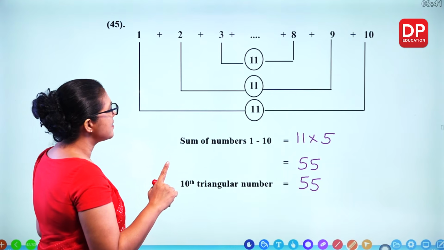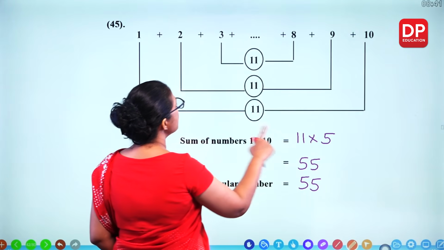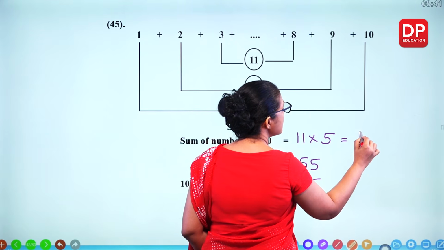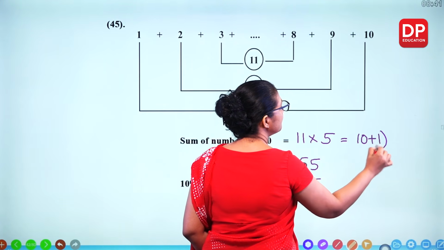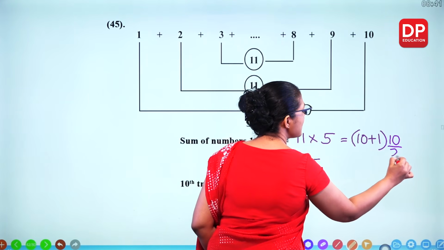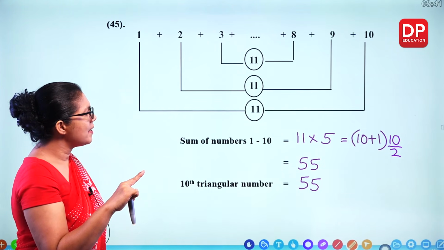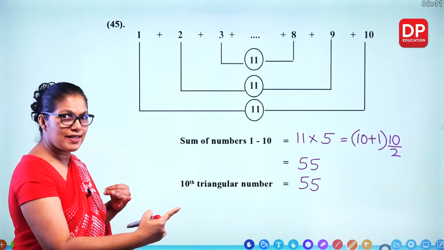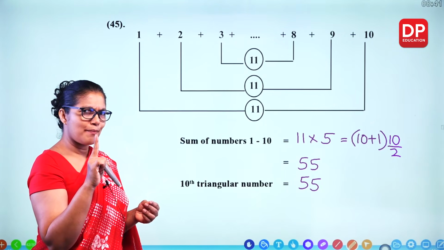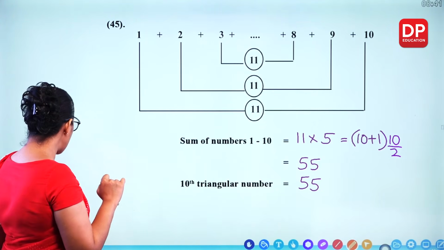Can we rewrite this in another way? Think about that. 11 is there. 11, I can write 10 plus 1. And 5 I can write 10 divided by 2. What's that? Think about it. 10th triangular number, 10 and 11, divide by 2. What about the 6th triangular number? 6 and 7, divide by 2. So we'll try to find out a pattern.